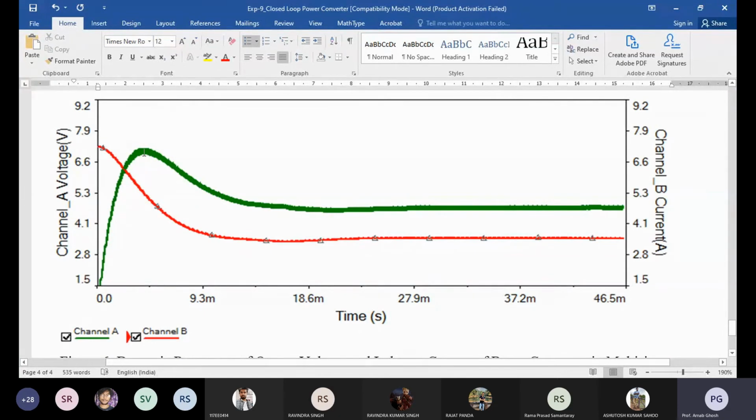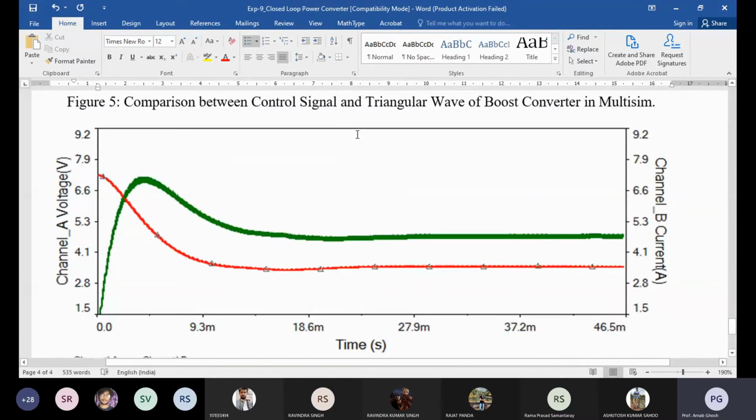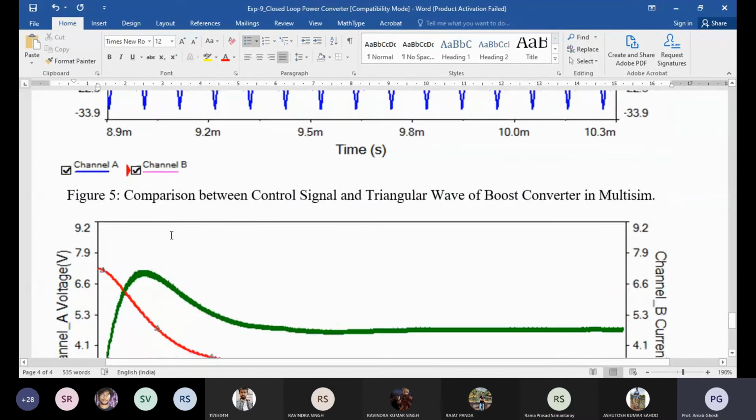You know that there is some overshoot. Okay, 5 is your reference value, but you are getting the overshoot up to 7 volt, nearer to 7. So how much percentage of overshoot is there? 7 minus 5, divided by 5. So it is coming to nearer 40% overshoot. That means the PI controller is not giving a good response. 40% overshoot means it's not a good response, so you have to tune the PI controller also.